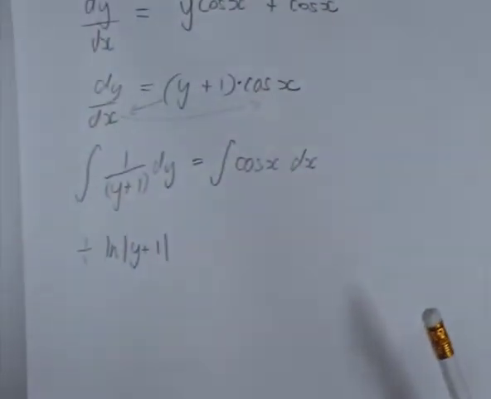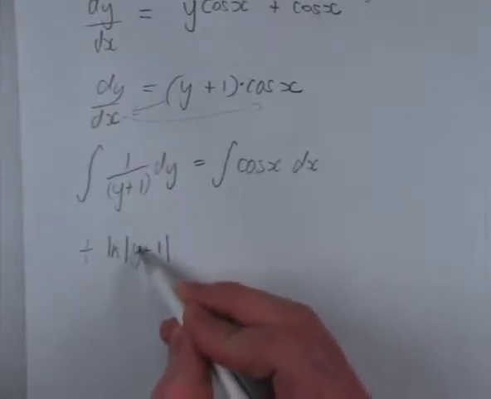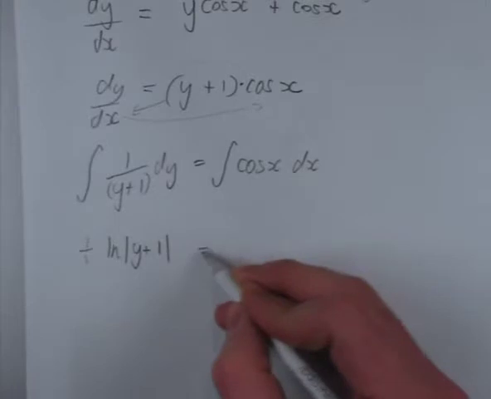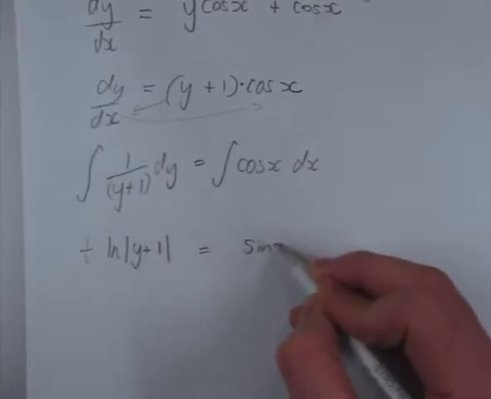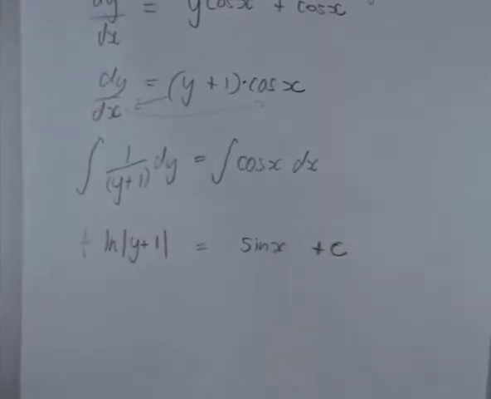So back to here. That's why it came out as this. It's y plus 1, but I had to divide by the 1 that was next to the y. And then the cos x integrates to give sine x plus c. And this is going to be worlds of pain.